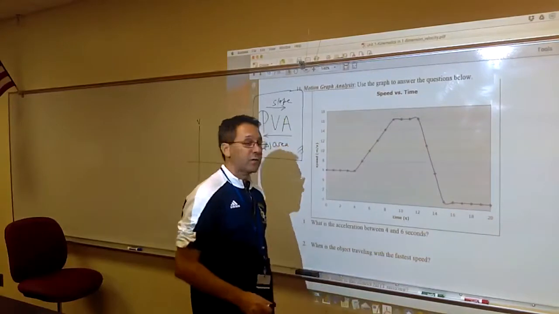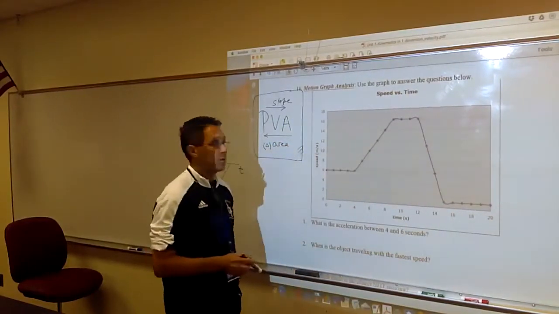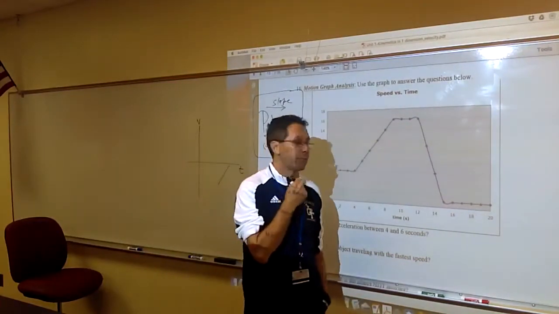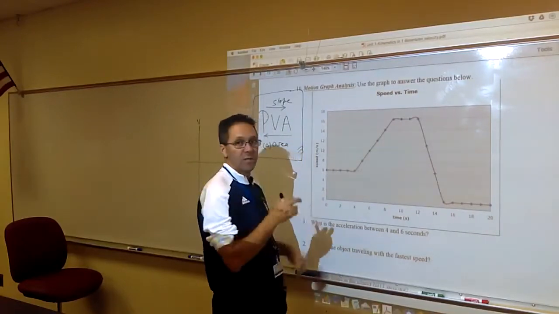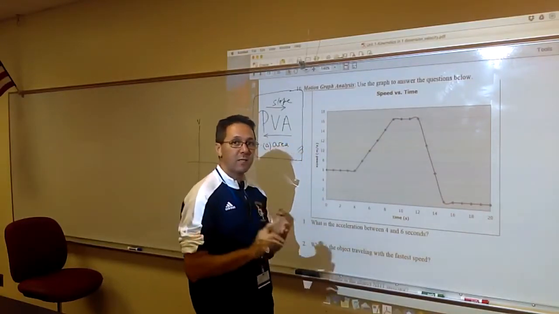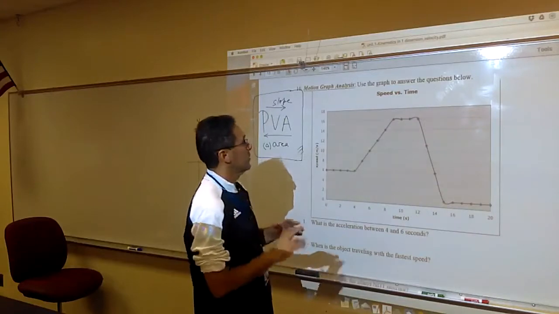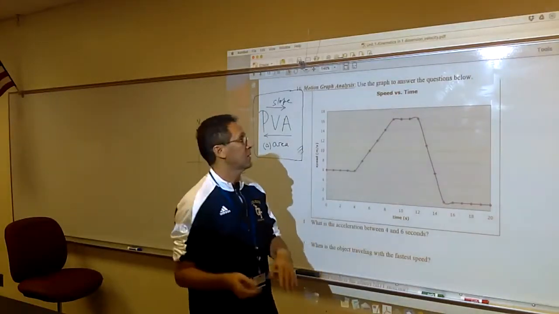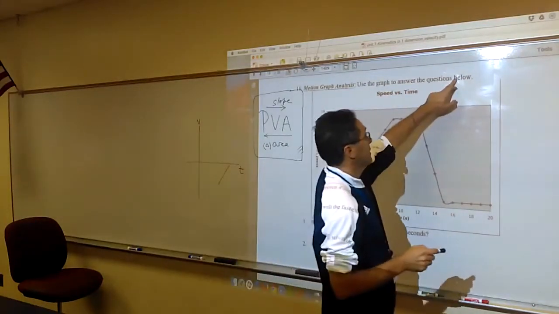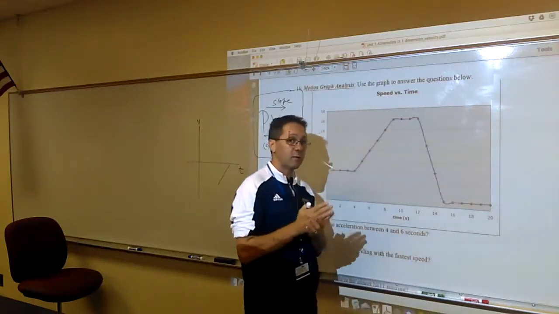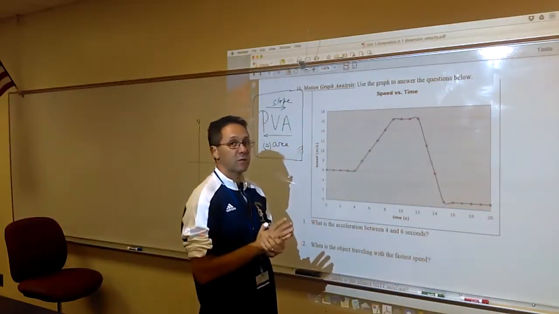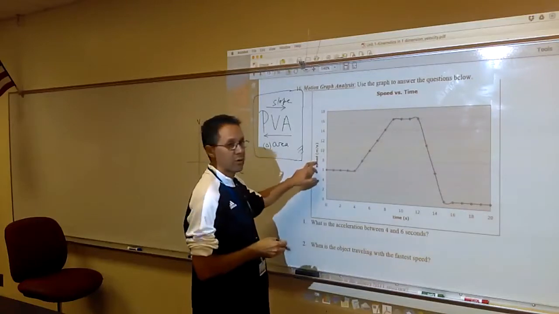Hello everyone. Today we're going to talk about the graphical analysis of motion graphs. So we're going to talk about position time, velocity time, and acceleration time graphs. And we're going to see how we can go from one to the other. And I want you to understand that all three kinds of graphs give you different information. So you have to really be careful about what graph you're looking at.